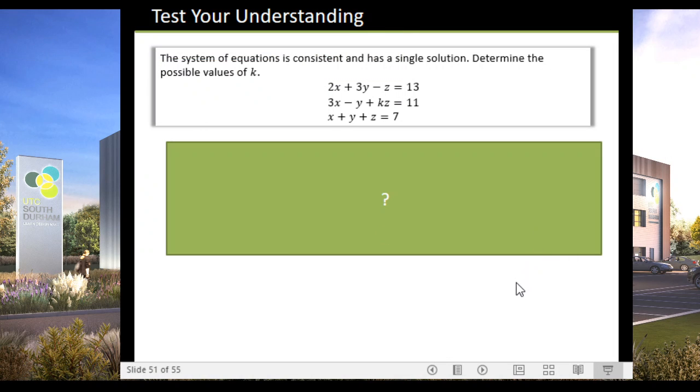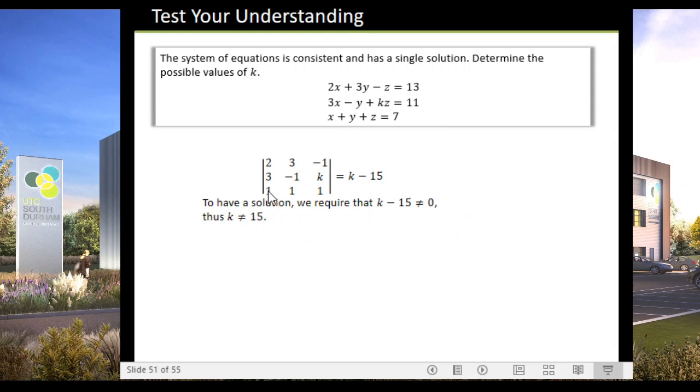Time for you to have a go and test your understanding. The system of equations is consistent. Yes, good. And it has a single solution. Yes, good. Determine the possible values of k. Pause this for a second while you have a go at it. You've got to think about what it means for it to have a single solution, what it means for it to be consistent, and what that means for the determinant of the matrix. Have a go and come back to me when you're done. Probably take 5-10 minutes on that.